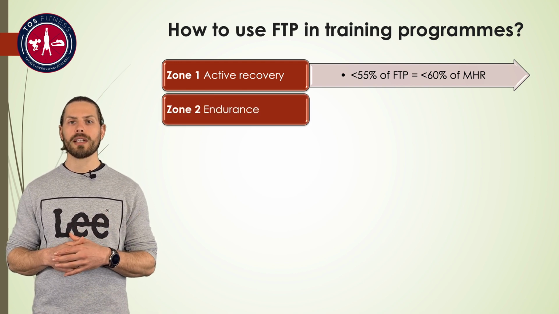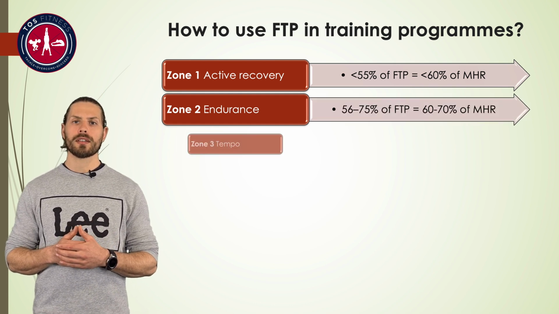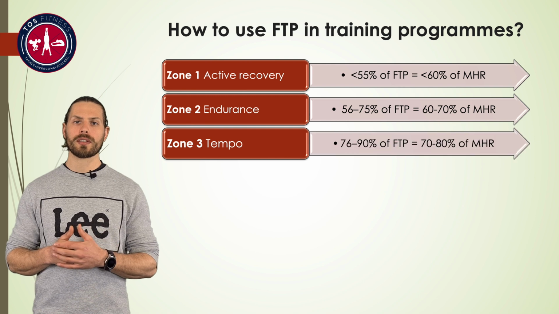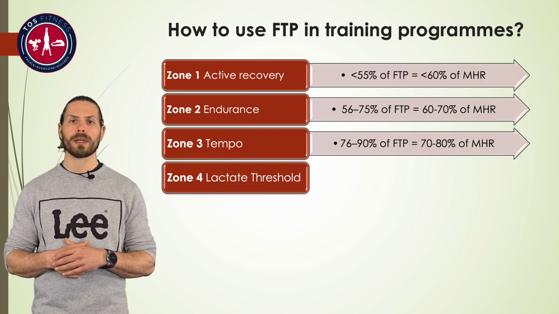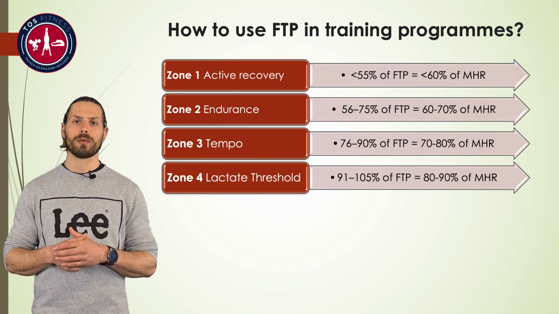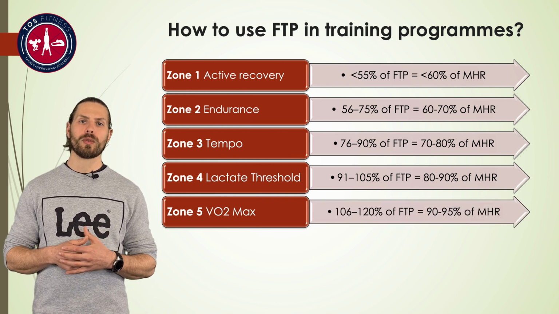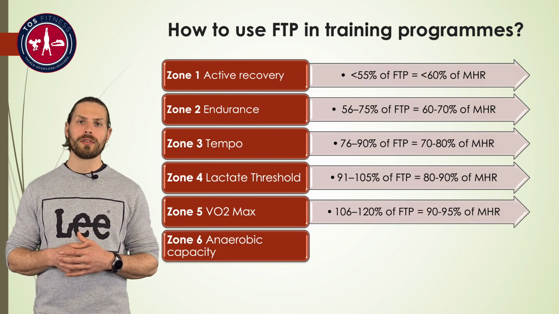Zone 2 would be endurance, which is between 56 and 75% of your FTP. Zone 3 would be tempo, which is 76 to 90% of your FTP. Zone 4 would be lactate threshold, which is between 91 and 105% of your FTP. Zone 5 is VO2 max territory, which means that you're working between 105 and 120% of your FTP.